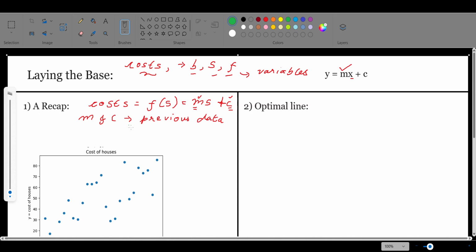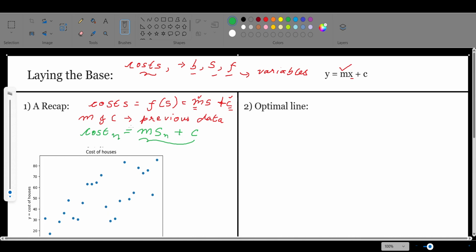You'd be able to easily find the cost of this new house. I'm going to call it cost n, n denoting new house. Cost n is equal to m, which you've already found out, times Sn, meaning the square foot area of the new house, plus whatever c you found out. And there you have the cost of this new house with you.